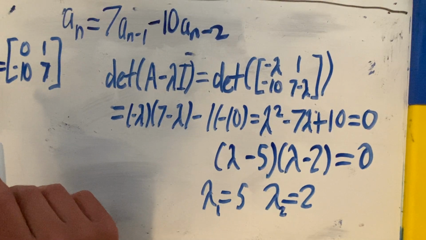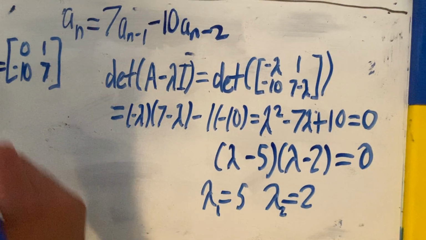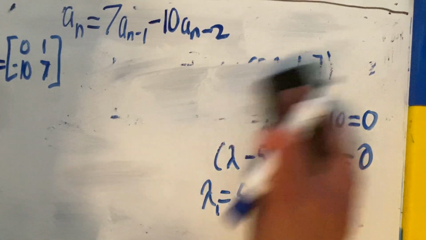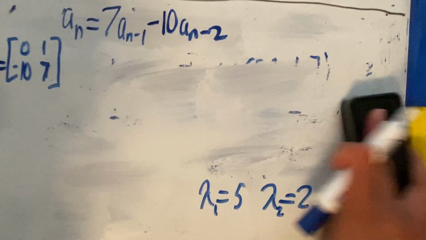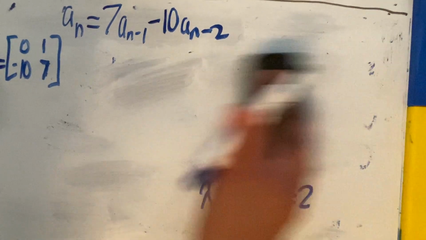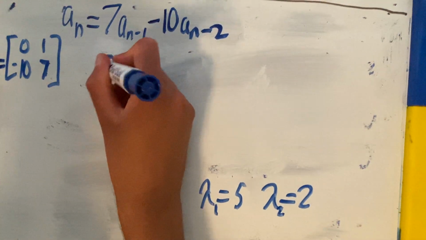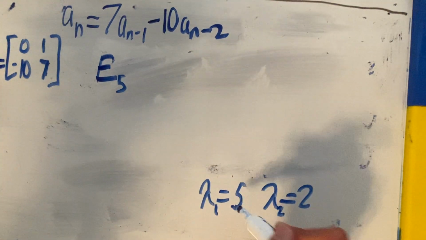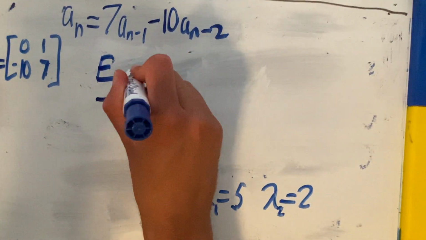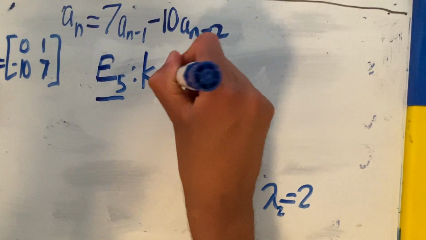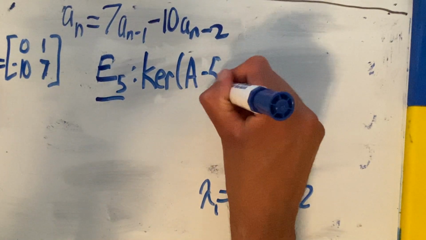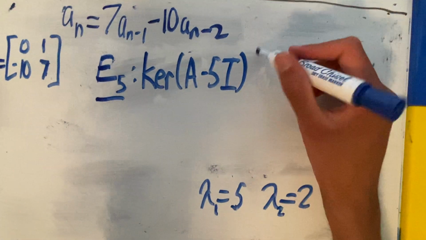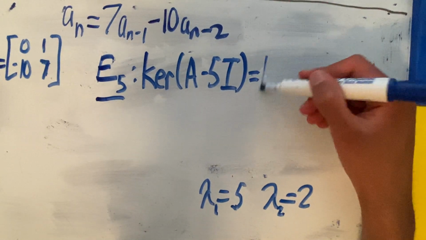From there, we can find the eigenvectors. So first, we have to talk about the eigenspace of lambda 1, which is E sub 5, because 5 is the value. So this is going to be the kernel of A minus 5I. Again, this is just from linear algebra that I hope you are already familiar with.